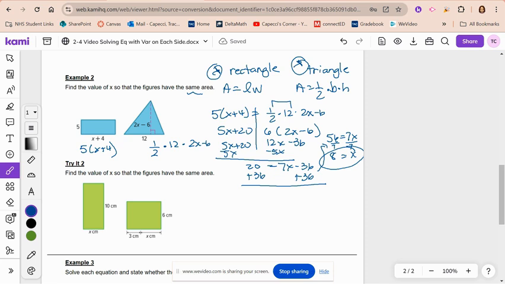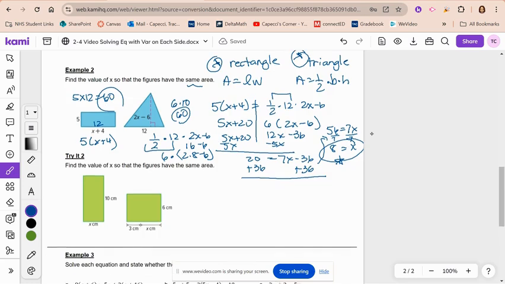Now the good thing about this is it's very easy to check. If I go back to my original, so this is 5 times x plus 4. If x is 8, 8 plus 4 gives me 12. 5 times 12 gives me 60. I'll do the same thing with the triangle. So I have 1/2 times 12. That gives me 6 times, and then we have 2 times 8 minus 6. Well, 2 times 8 is 16, minus 6 gives me 10. So 6 times 10 is also 60. The areas are the same, so I know that x is equal to 8. I did that correctly.